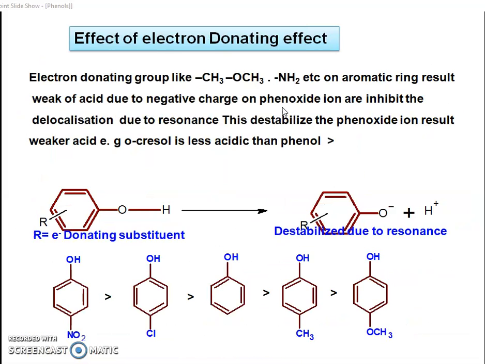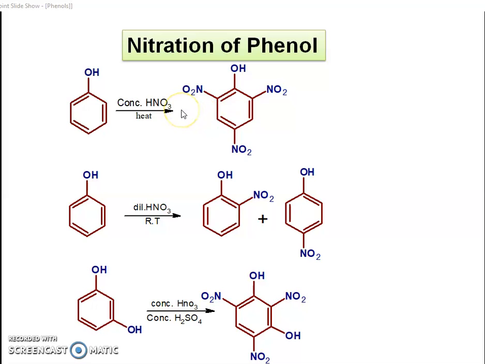Now we see the next point, some reactions of phenols, like nitration. In the first reaction, using concentrated nitric acid, nitration can take place at three positions, the two ortho and the para positions, and 2,4,6-trinitrophenol is obtained as the product. So by using concentrated nitric acid, nitration can take place at the three positions.